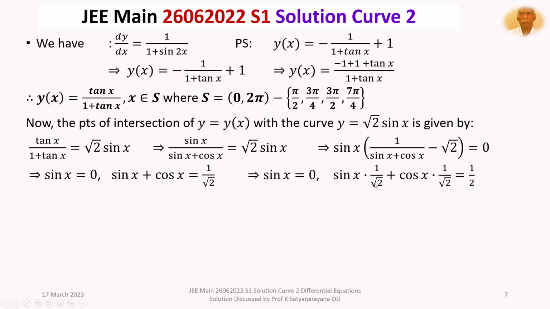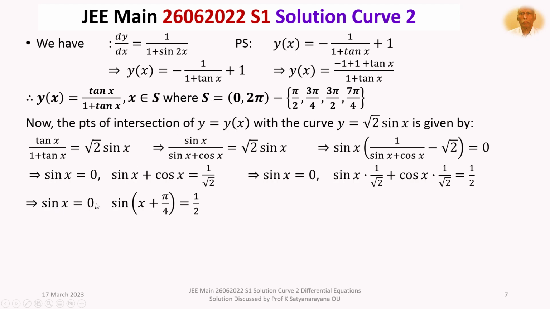Then you will get sin x into 1 by root 2 plus cos x into 1 by root 2 is equal to 1 by root 2 into 1 by root 2, that is 1 by 2. And this is sine of x plus pi by 4. So sin x is equal to 0, sine of x plus pi by 4 is equal to 1 by 2. Sin x is equal to 0 is a trigonometric equation, you have to solve, but you have to solve for the values of x that belong to S.